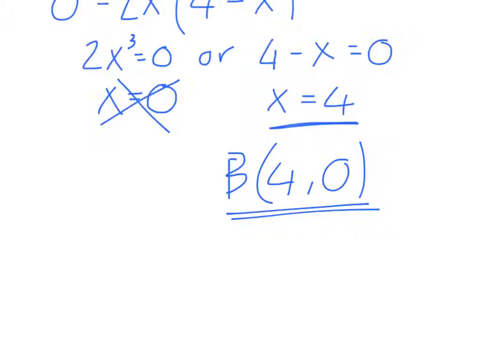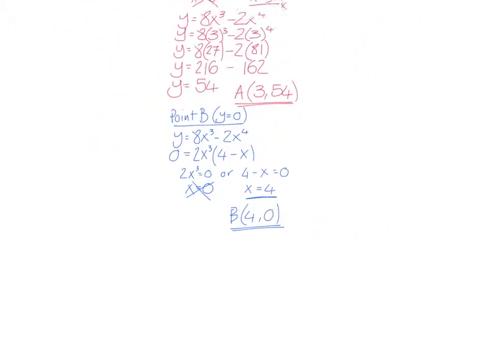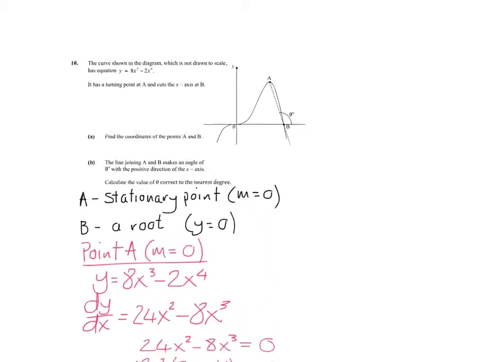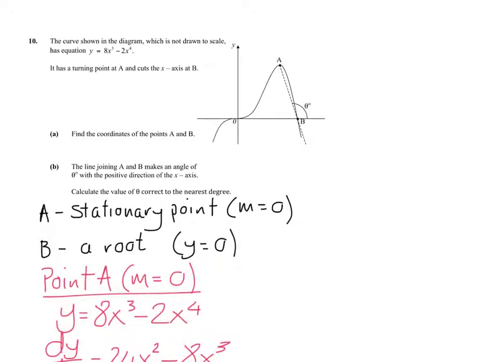Part B in this question asks us to find the angle theta with the positive direction of the x-axis, and it asks us to calculate the value of theta correct to the nearest degree. So that's this angle here that we're trying to work out. As soon as we see this theta with the positive direction of the x-axis, that should remind us of the formula we need to use, which is m equals tan theta.